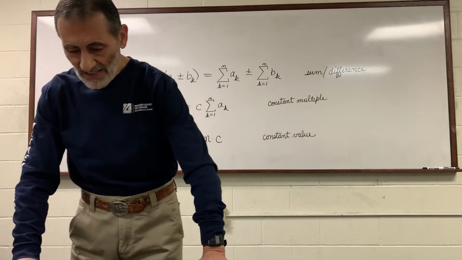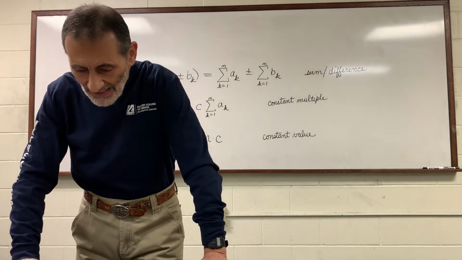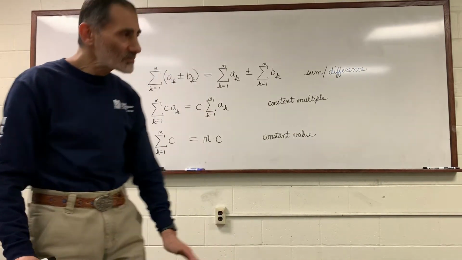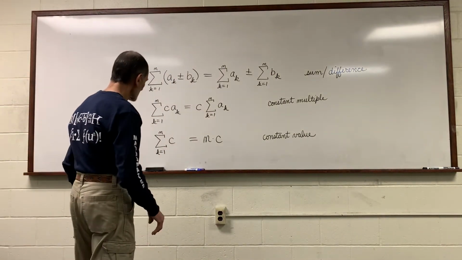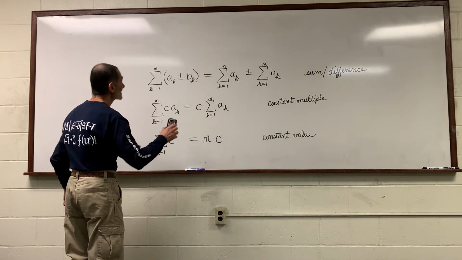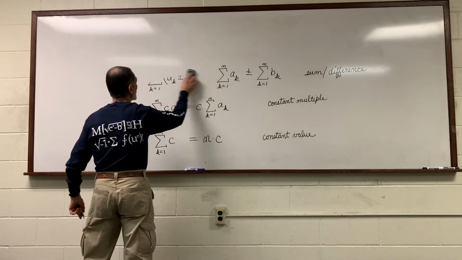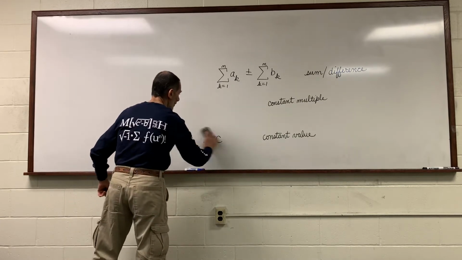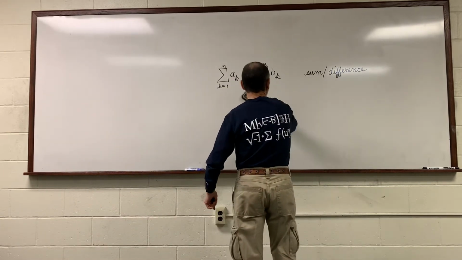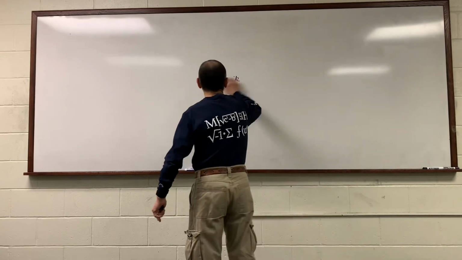So those are the algebra rules for finite sums. Now we're going to take a look at three special sums. Three sums that we are going to use. When we get to our lesson on the Riemann sums, you're going to want to have these available. Our three special sums.